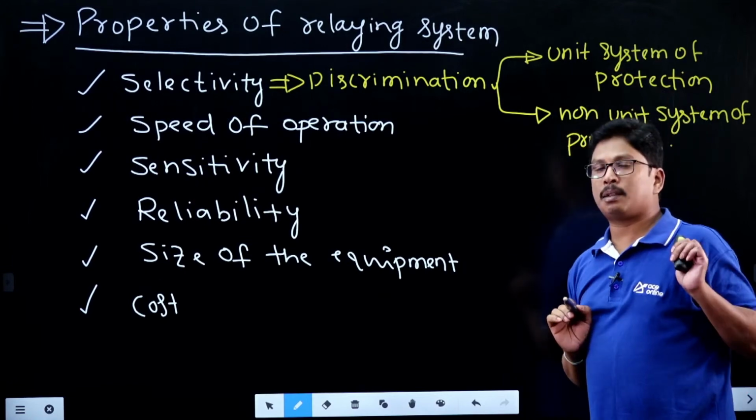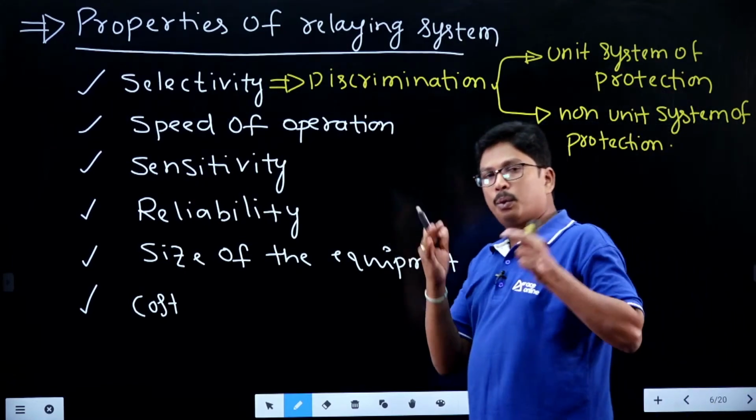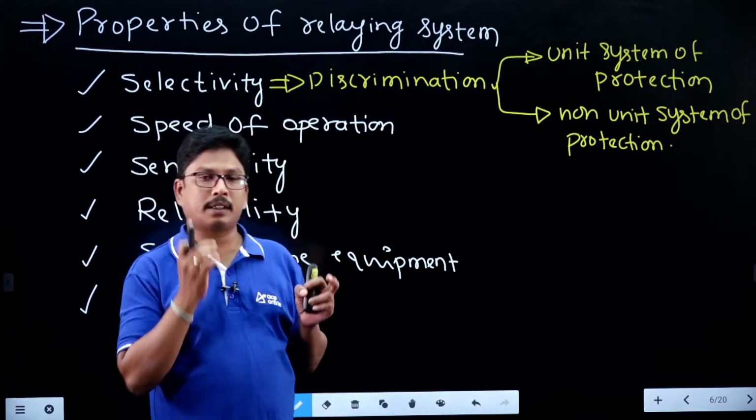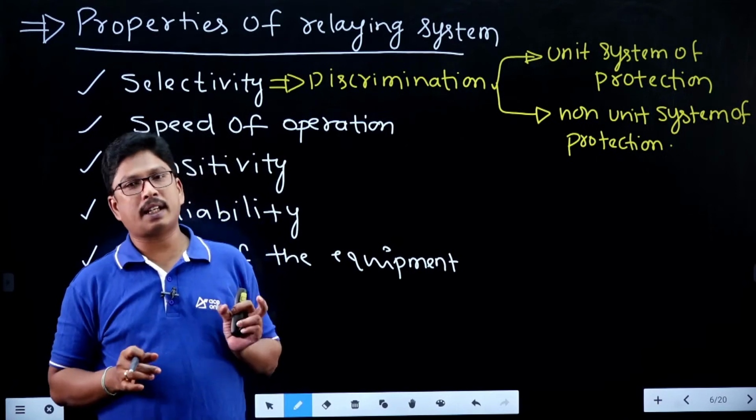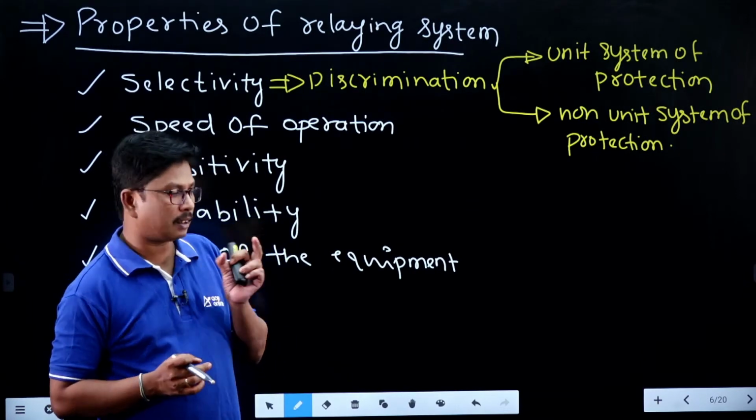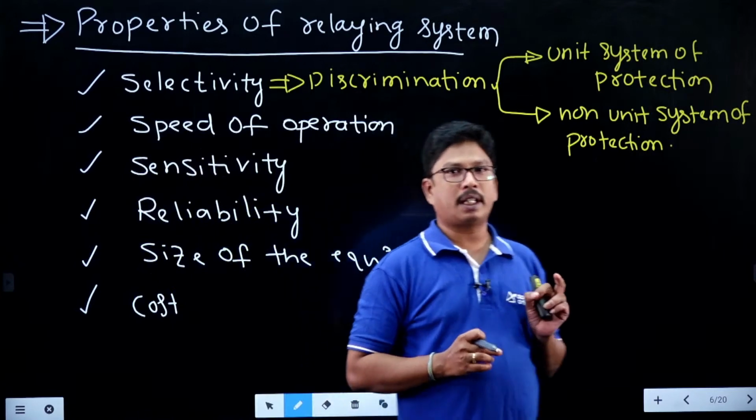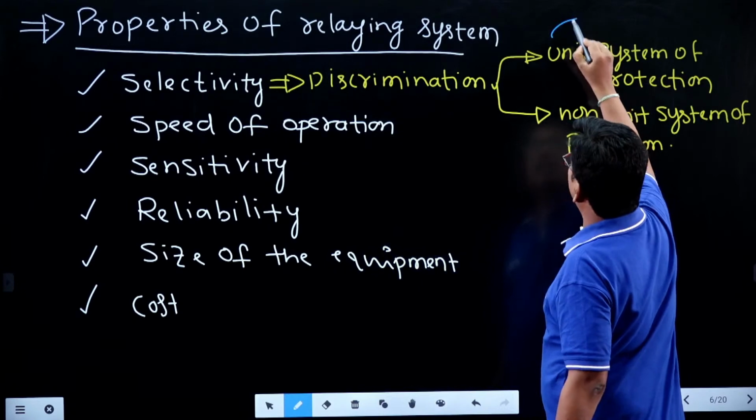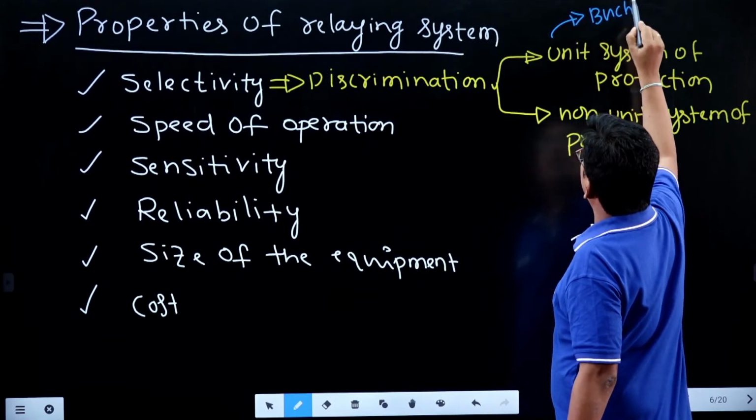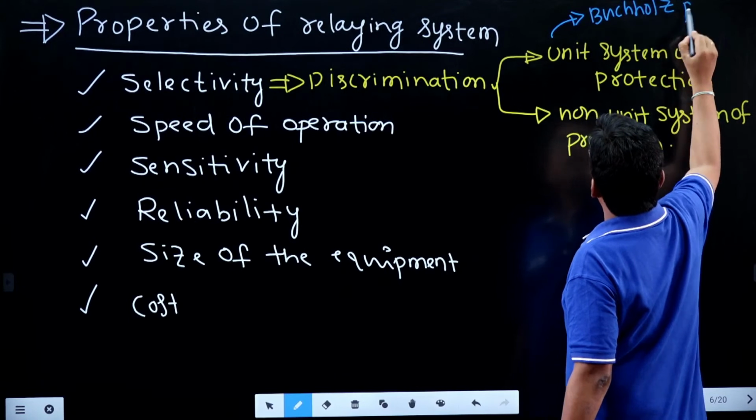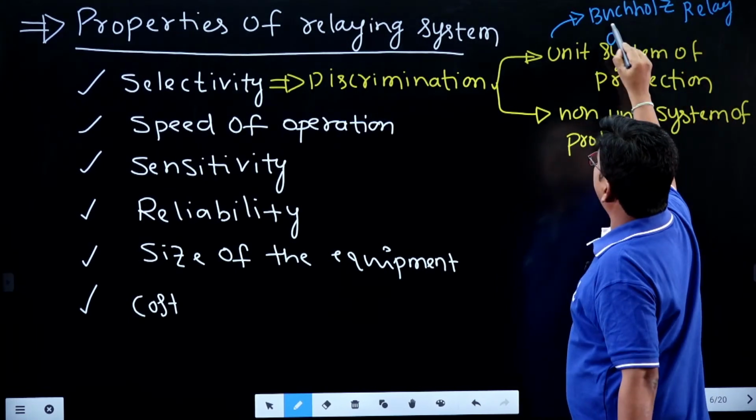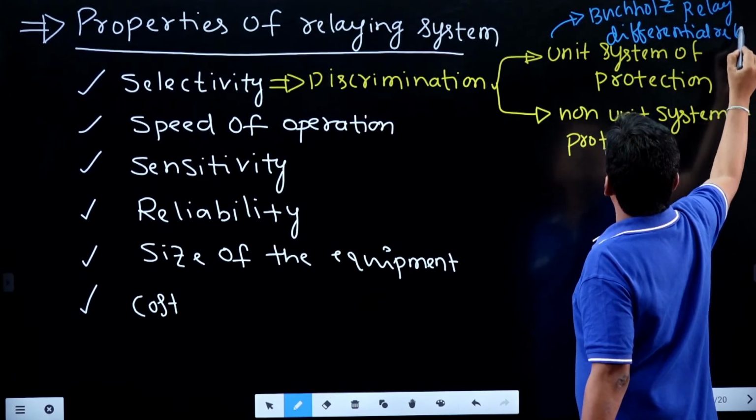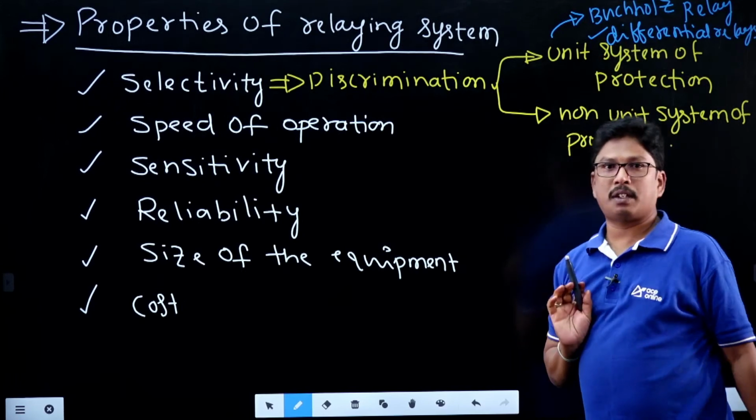What are the examples of unit system of protection? Whenever a relay operates only for the faults within the protective zone, that is unit system of protection. The best examples: differential relays are unit protective relays, and Buchholz relay is also a unit protective relay, right? So we can take the Buchholz relay as the best example, and the differential relays.